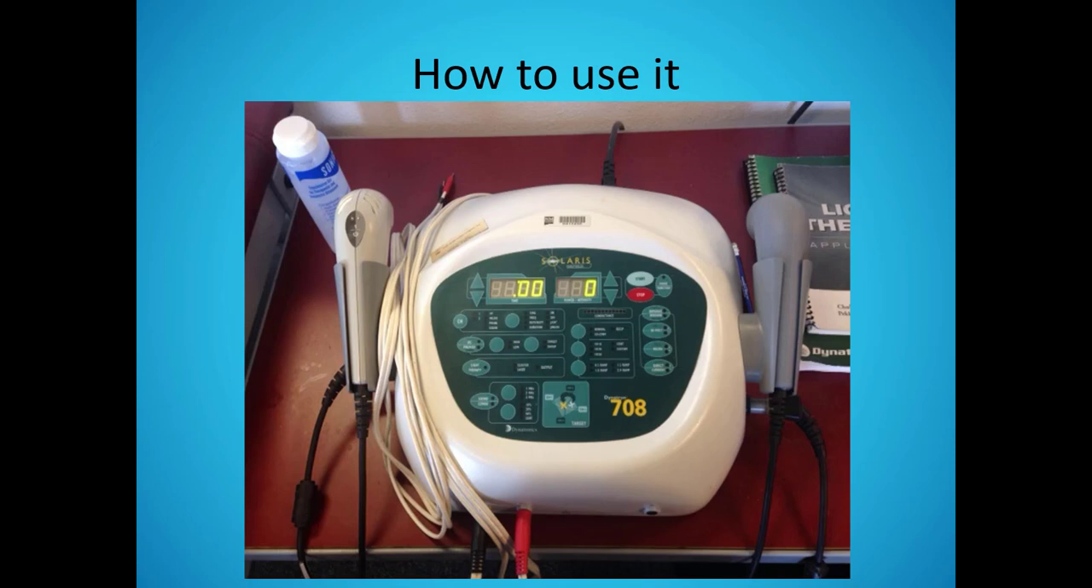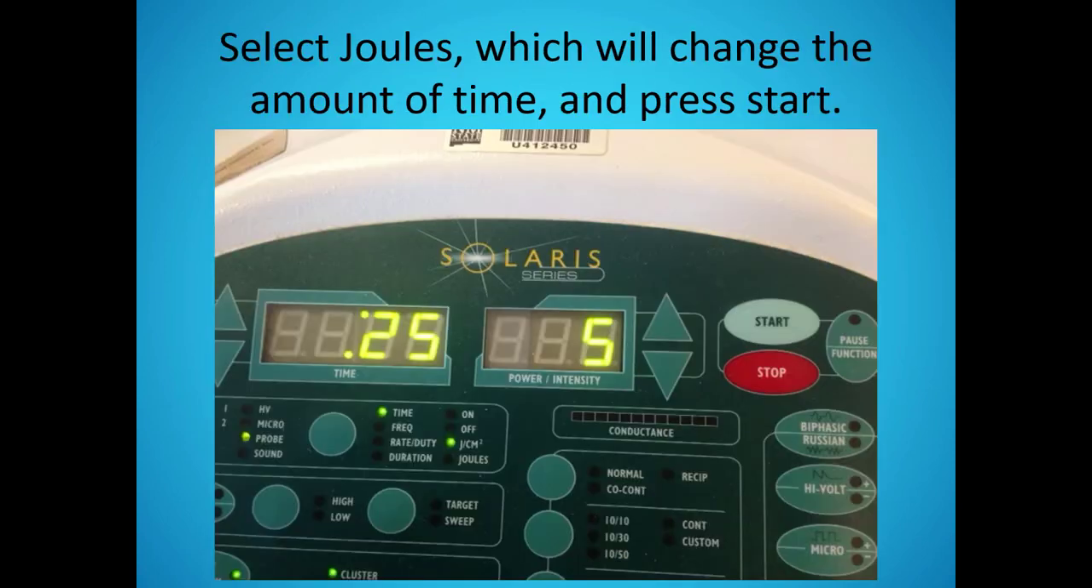Do not use a laser on wet skin. Let the skin dry before we use the laser, due to the potential risk of damaging the laser with wet skin. It is okay to use a laser on an open wound, but you must try to cover the skin with clear plastic to ensure no contamination occurs. Select the joules, which will change the amount of treatment time, and then press Start. This activates the laser head. You can then apply the laser head to the skin and press Start.